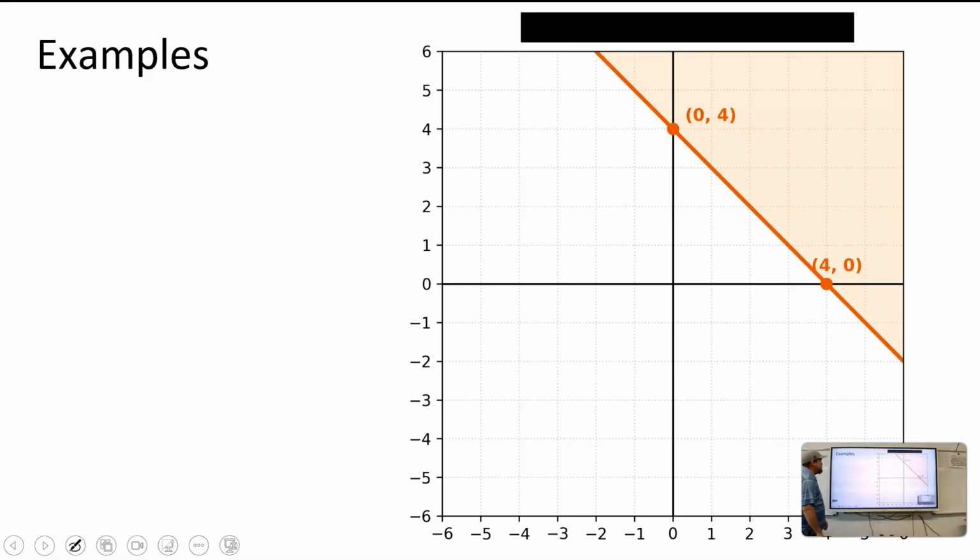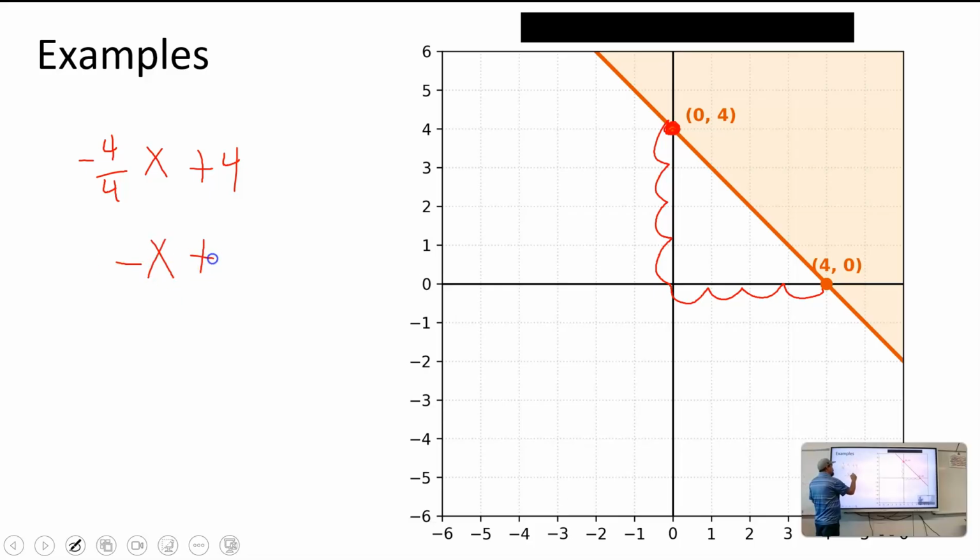Let's try one more. Looks like we have the y-intercept at 4. So we're going to have a plus 4. Okay, our slope, we're going to go down 1, 2, 3, 4. Right, 1, 2, 3, 4. So it's -4 over 4x. And -4 over 4 is just -1. So I'm just going to rewrite this as -x plus 4. And we have a solid line. And it's being shaded above. So that means it's going to be y is greater than or equal to -x plus 4.